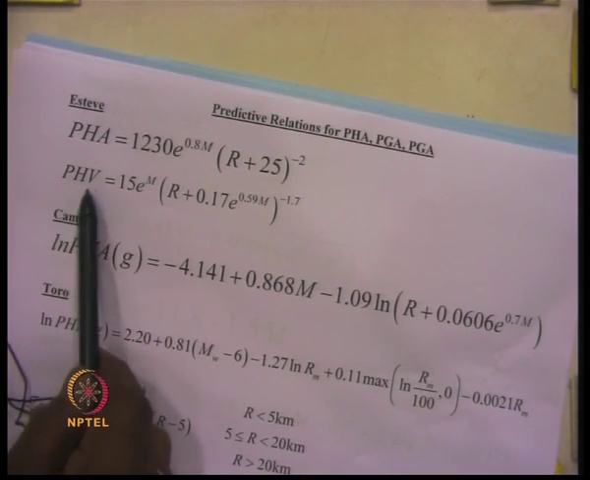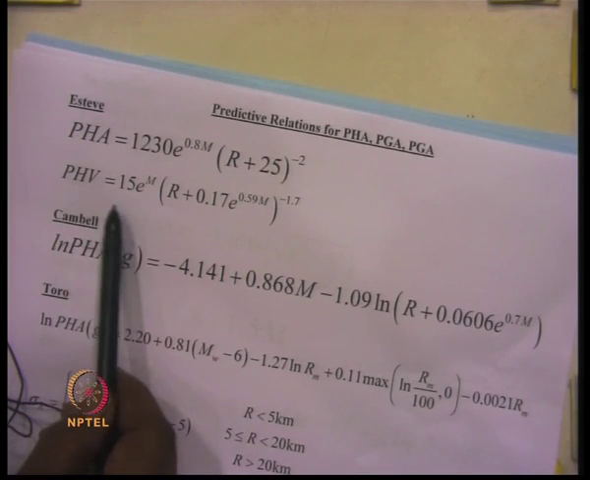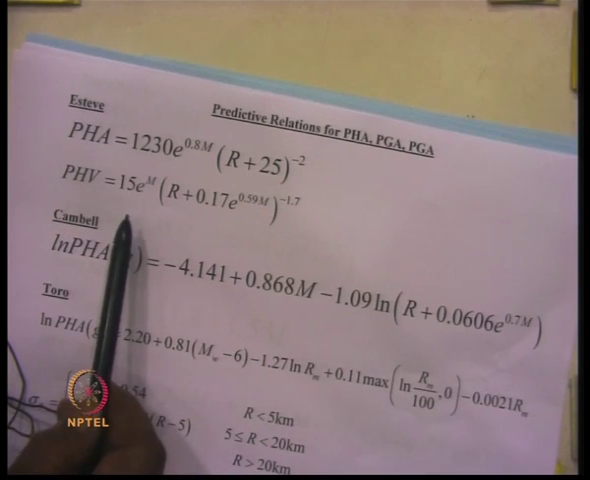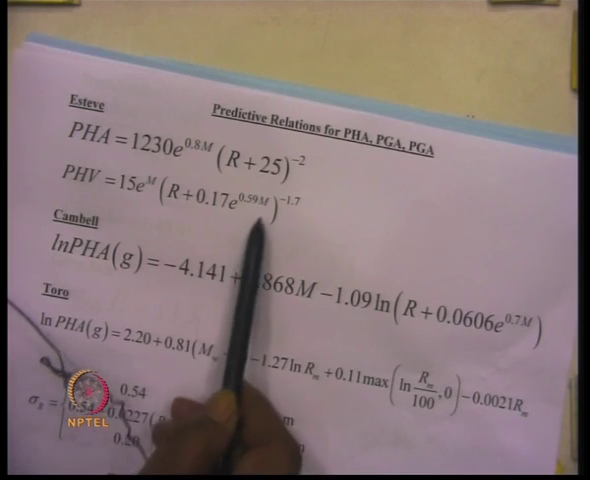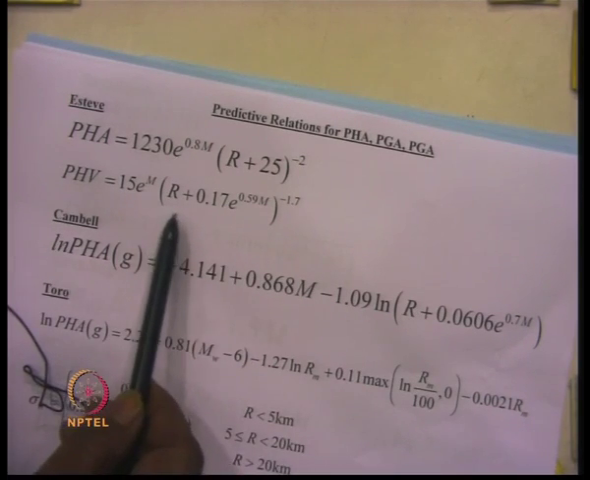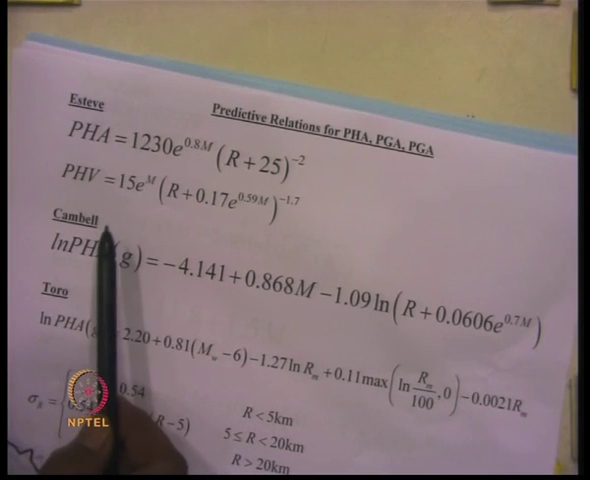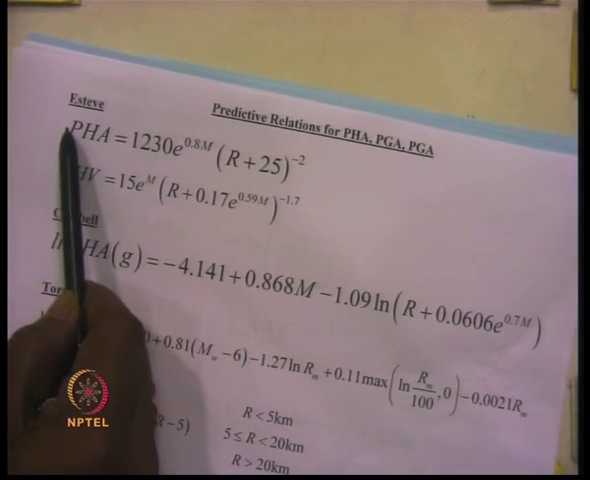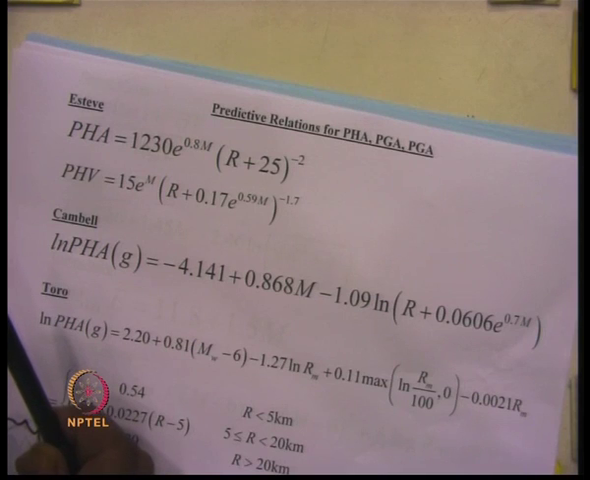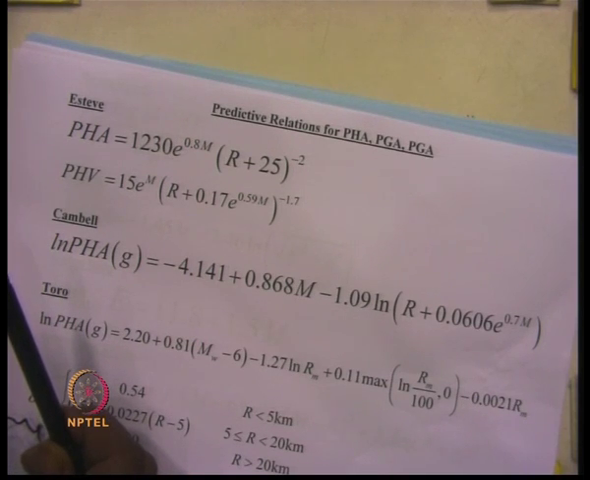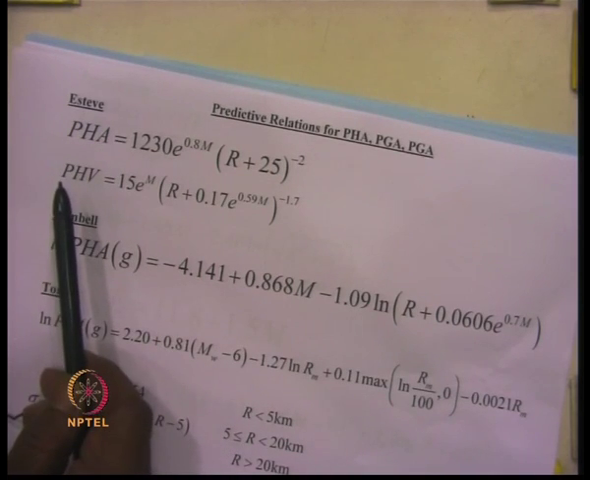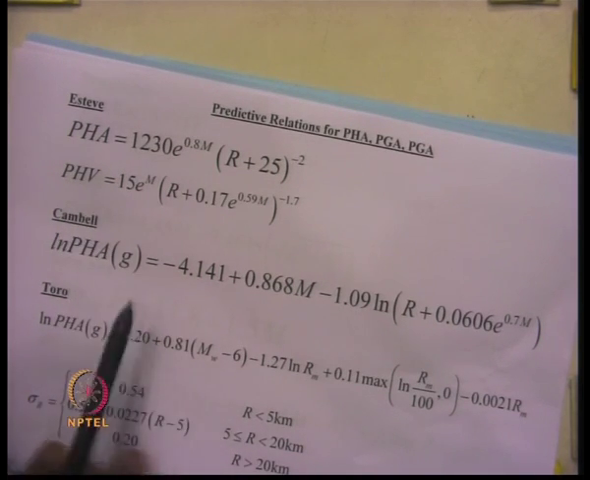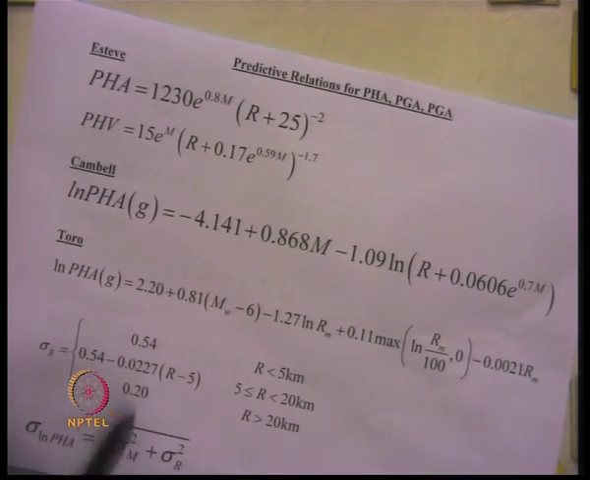Then the peak horizontal velocity is again an exponential function of magnitude m, and one can see that here the epicentral distance also is increased by some value. So, from these two equations, given a particular value of magnitude m and an epicentral distance, one can find out what is the peak horizontal acceleration and what is the peak horizontal velocity.